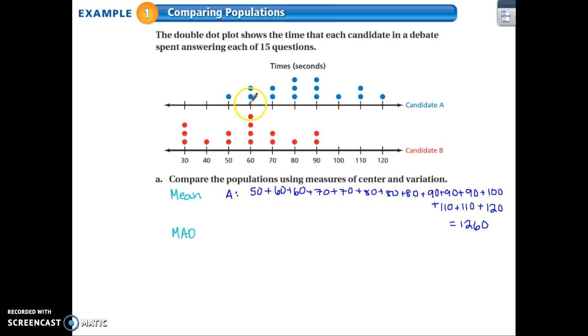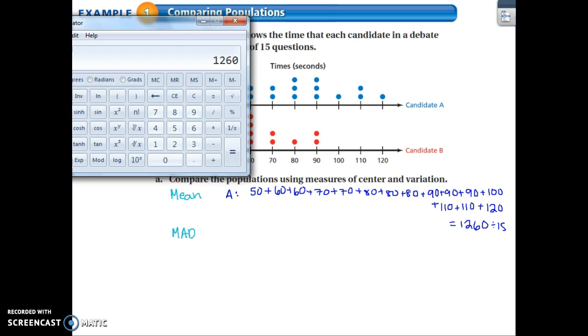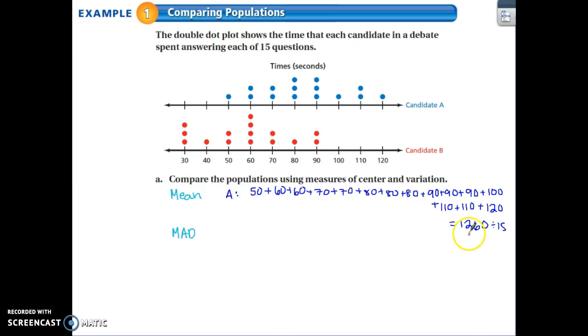There are 1, 2, 3, 4, 5, 6, 7, 8, 9, 10, 11, 12, 13, 14, 15. Or if we count the number of numbers that I just added, there are 15 of them. So I divide this by 15, and I find that the mean is going to be 84. Or, in other words, on average, candidate A took about 84 seconds to answer each question.